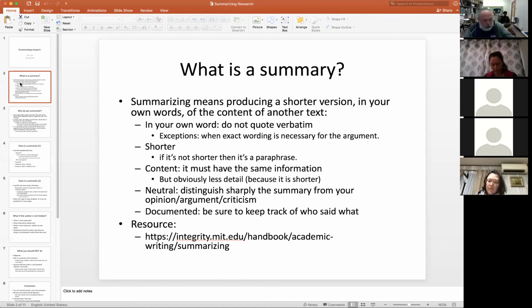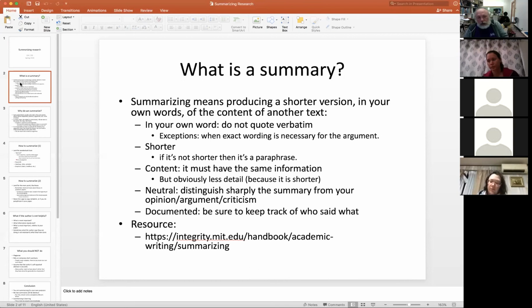Now, shorter, you may think that that's obvious, but it's not. I found this out the hard way, because one day a student turned in a summary, and the article was, let's say, 1,000 words, and the summary was 1,500 words. And I had to point out to the student that that was not a summary. It needs to be shorter than the original. Notice that I don't say how short, and we'll deal with that later.